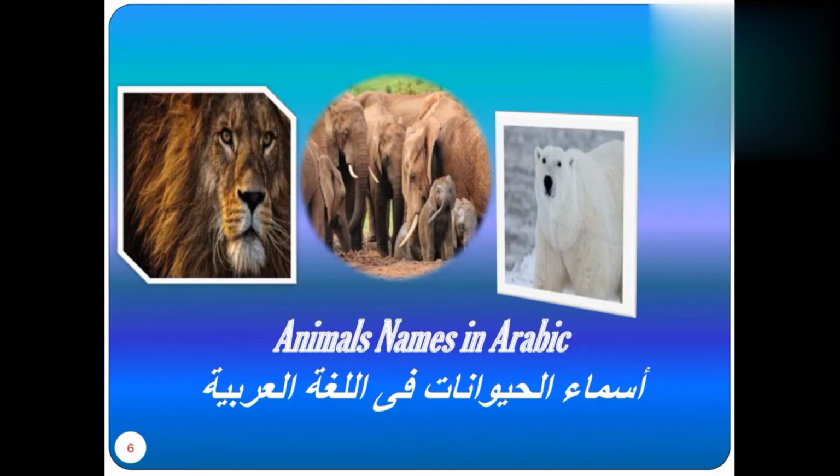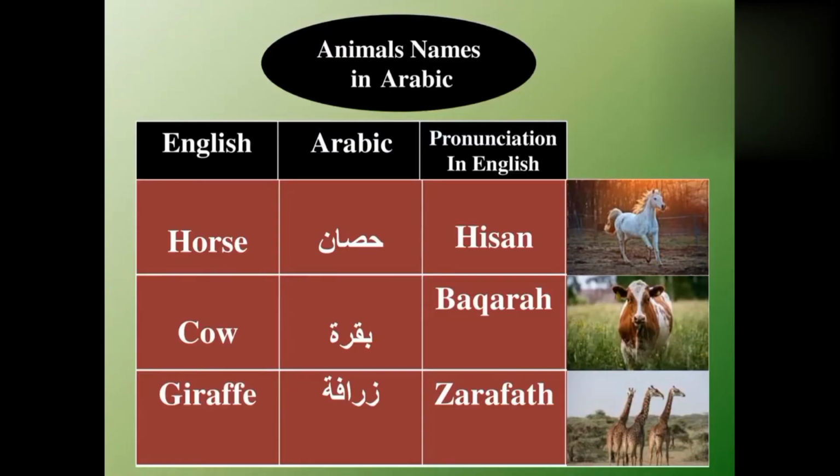Dear viewers, today I came with a useful topic that will be very beneficial for you. So today's topic is animals' names in the Arabic language. So let's begin. First we know about animal. How to say animals in Arabic? For animal we use in Arabic hayawan. Hayawan means animal. Now see types of animals.